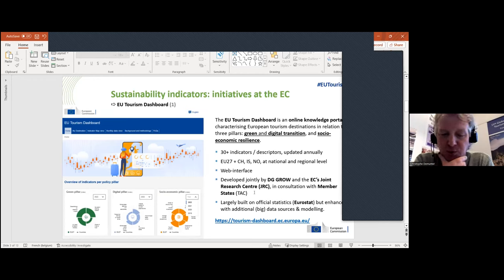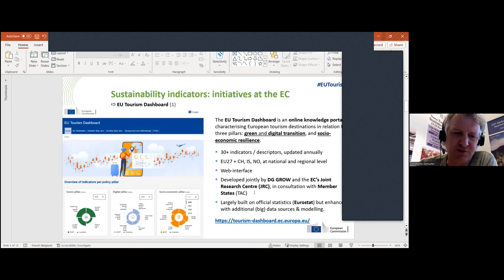It's a work in progress. It's a growing initiative. Every year, it's being fine-tuned and updated with new indicators, with refined indicators. Currently, there's about 30 indicators that are updated annually. It covers the EU and the EFTA countries. Many indicators are at national level, some also at the region level, because of course, the more we go to the regional level, the more the discussion on sustainability becomes relevant and more tangible.